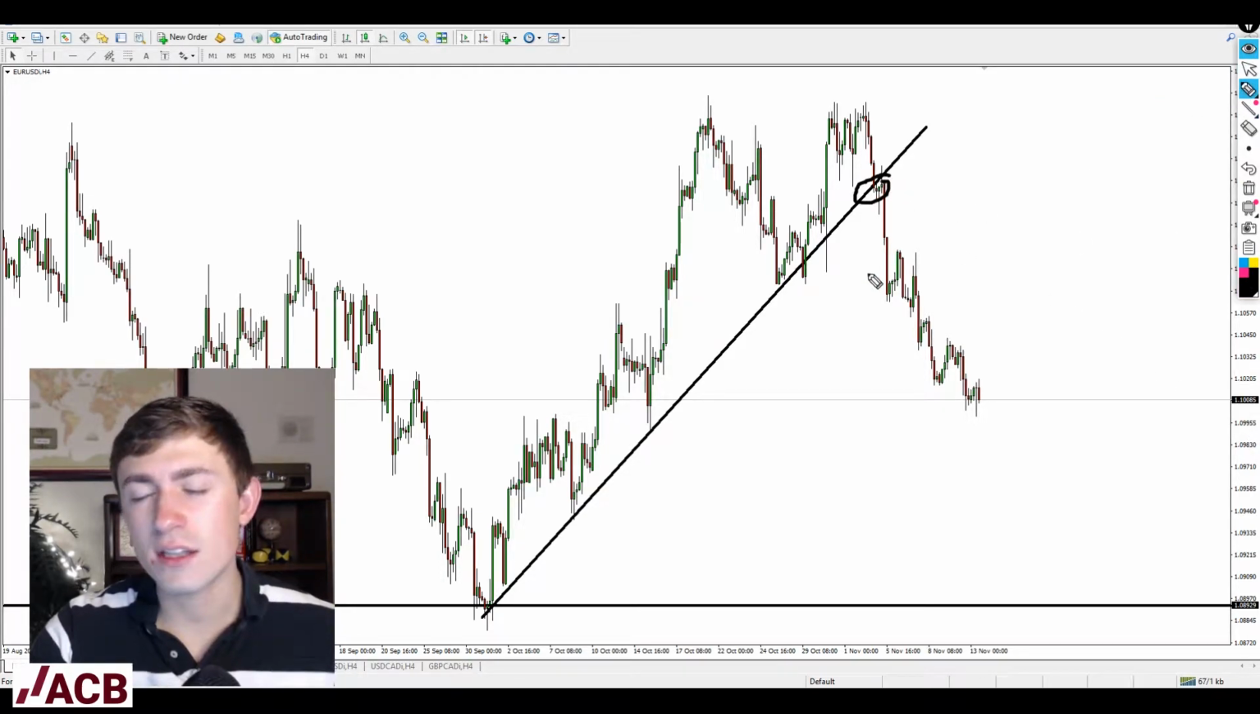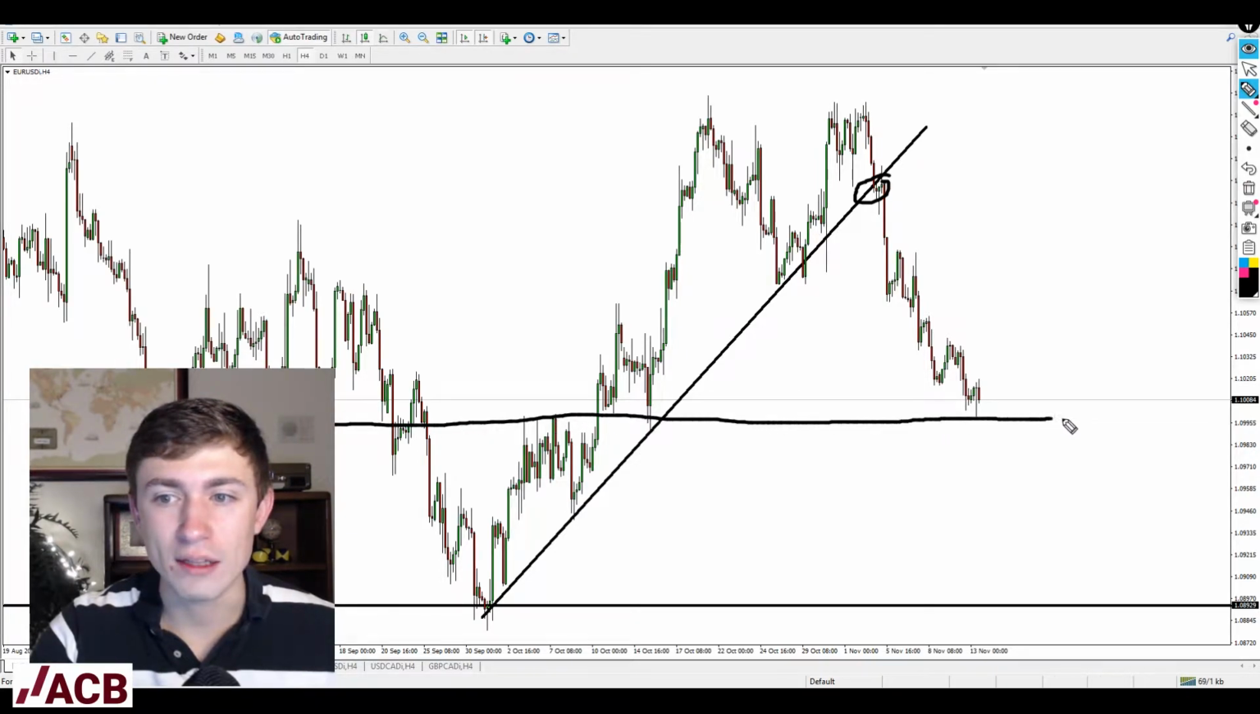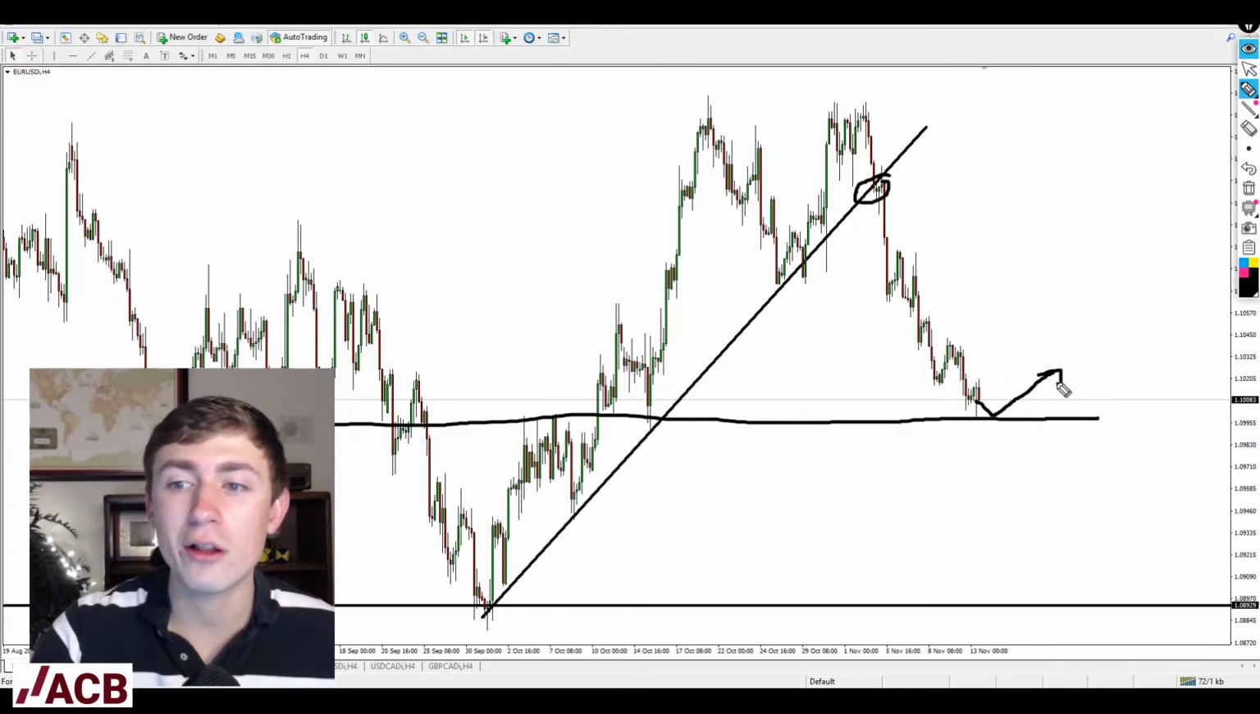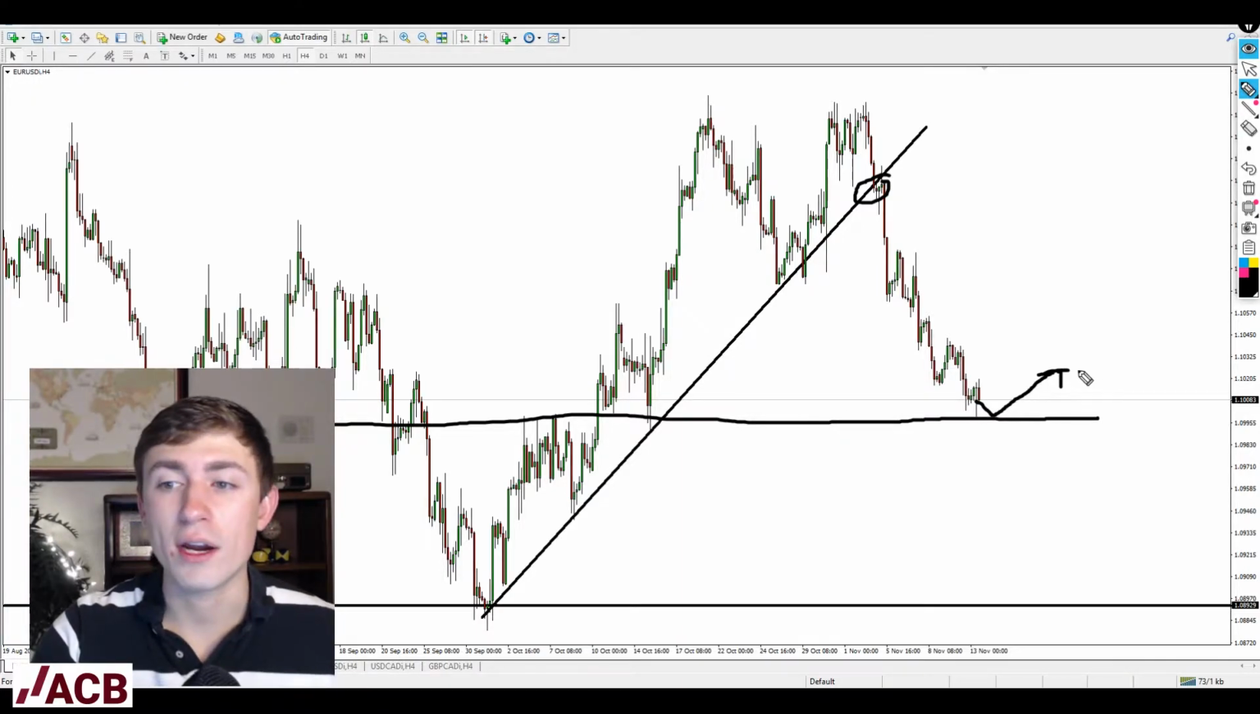Now we may see some sort of bounces in the short term, right? For example, this level looks interesting for a level of a bounce. We could see some sort of bounce off of that level, but the strength to the downside is very, very strong here on euro dollar, and my opinion is that we could see price roll over and continue.